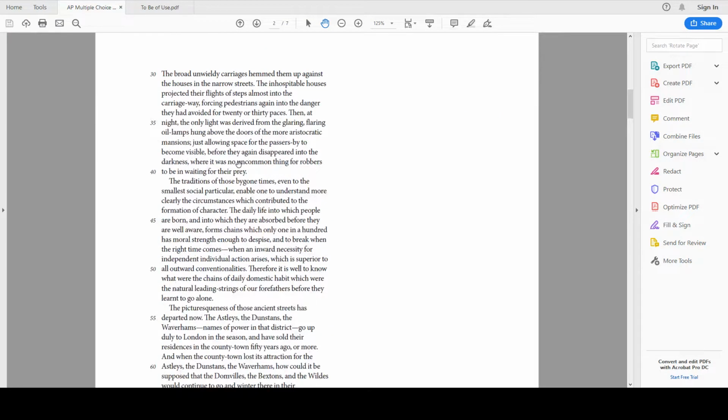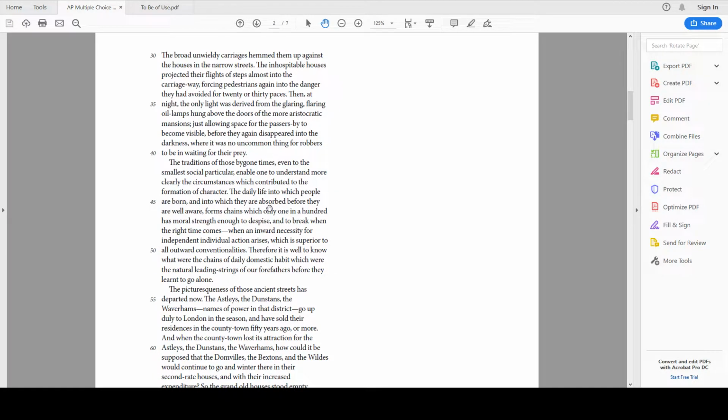Ignore that. The traditions of those bygone times, even to the smallest social particular, enable one to understand more clearly the circumstances which contributed to the formation of character. The daily life into which people are born and into which they are absorbed before they are well aware forms chains which only one in a hundred has moral strength enough to despise, to break when the right time comes. When an inward necessity for independent individual action arises, which is superior to all outward conventionalities, it is well to know what were the chains of daily domestic habit which were the natural leading strings for our forefathers before they learnt to go alone.